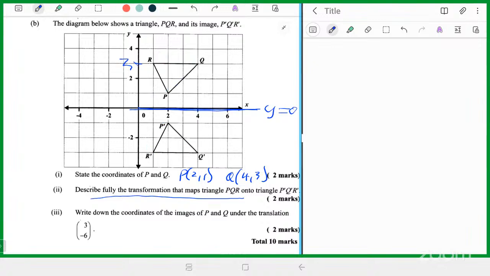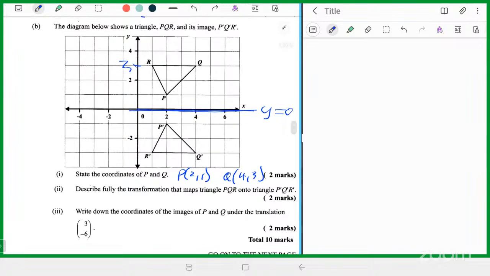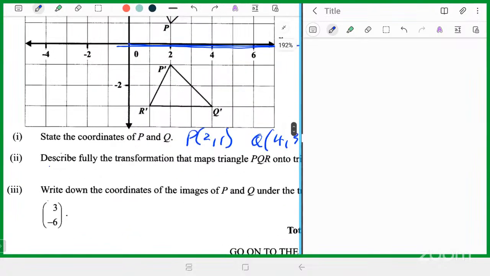It said describe the full transformation that maps this one onto that one. Reflection in the line y equals 0, or reflection in the x-axis. Simple as that. Reflection in the x-axis.